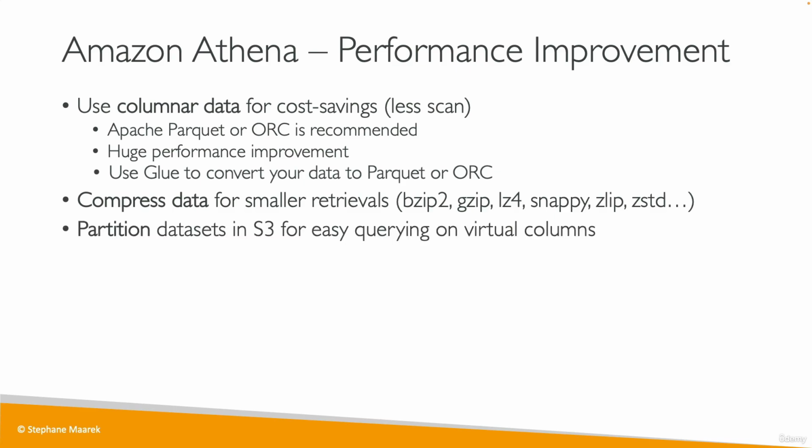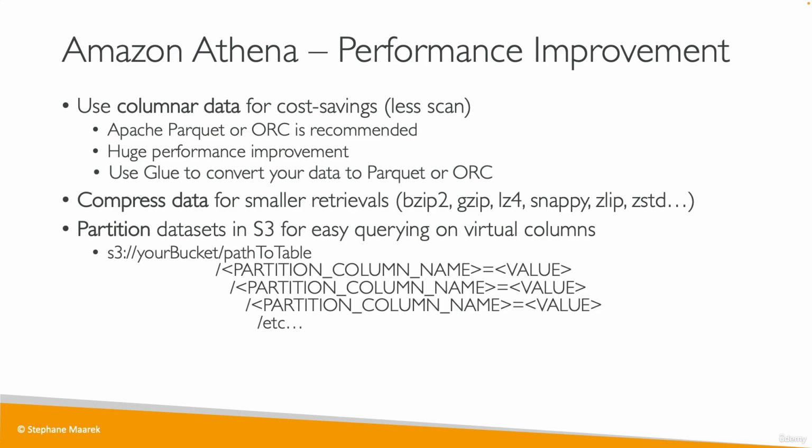Next, if you know you're going to query all the time on some specific columns, you can partition your data sets. Partitioning data sets means that in your S3 bucket, you're going to have the full path with slashes, and each slash will be a different column name with a specific value. So you're partitioning your data in Amazon S3 so that when you query it, you know exactly in which folder, at which path in Amazon S3 you need to scan for data.